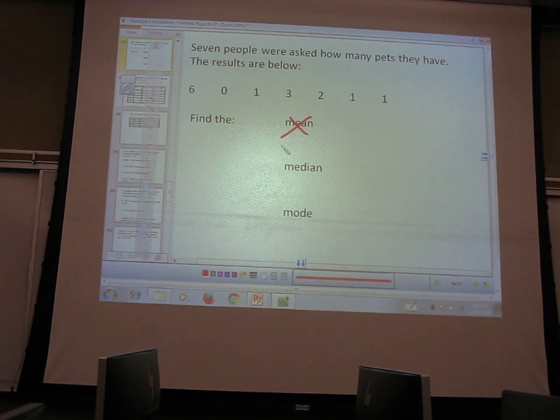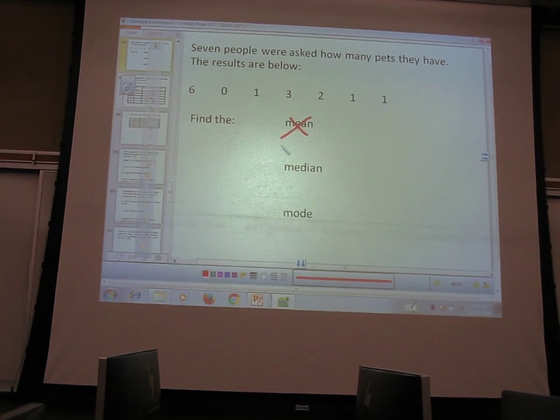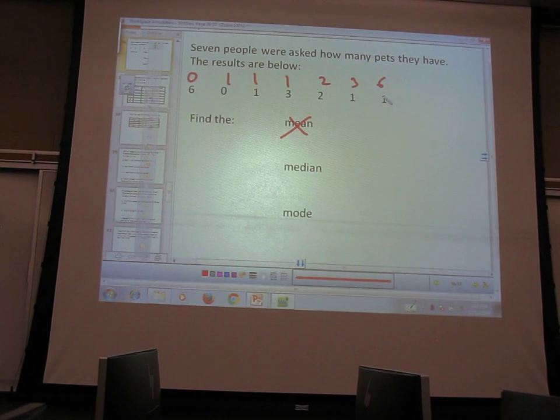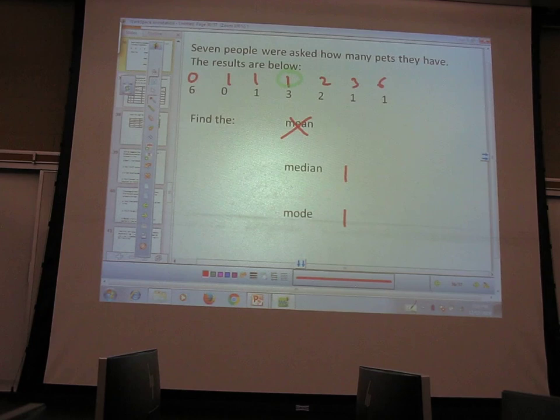Is the median 3? No, you gotta put them in order first. All right, so you guys have them in order? 0, 1, 1, 1, 2, 3, 6. Which one's the median? 1. That's the one in the middle. What's the mode? 1, because it occurs the most. Good? All right, moving on.